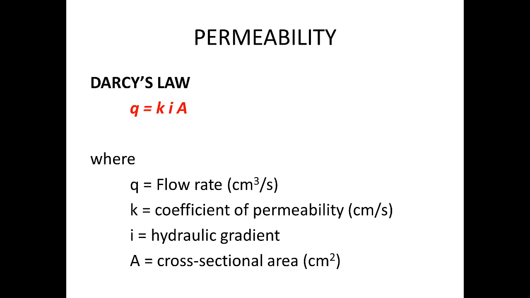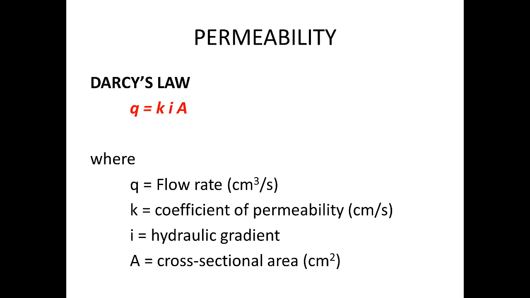Q refers to the flow rate, and it's typically expressed in cubic centimeters per second. K is the hydraulic conductivity or coefficient of permeability, and it's typically expressed in centimeters per second. I is the hydraulic gradient. More on this in a moment. And A, capital A, is the cross-sectional area in centimeters squared.